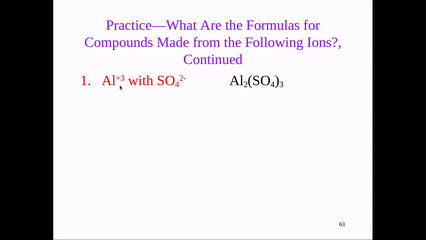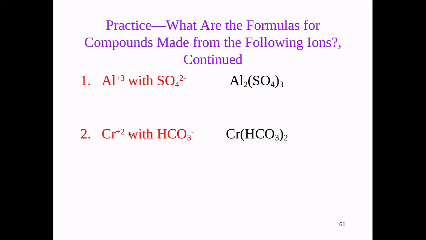So the aluminum is going to be Al3+, and the sulfate is going to be SO4 2-. And when we combine those together, we get Al2(SO4)3, right? So if we think about the charge balance on that, we have aluminum 3+, 2 of them, so that's a +6. We have 3 of the sulfates at 2-, so that's -6, and the 2 balance each other out.